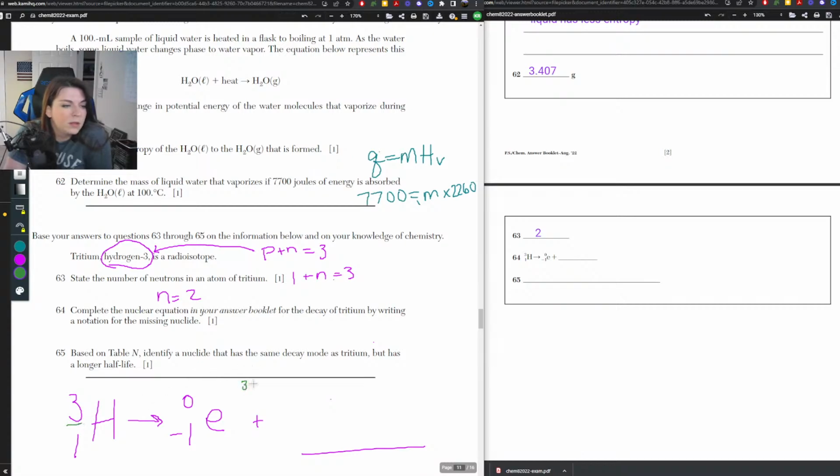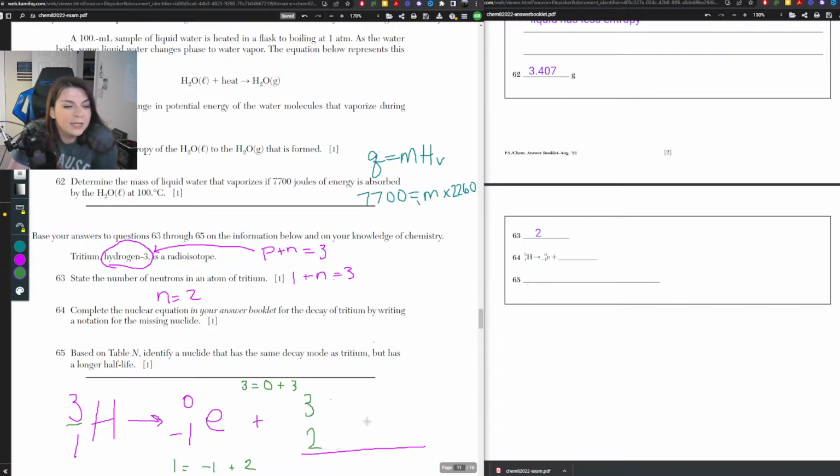3 equals 0 plus mystery number. Mystery number has to be 3, meaning I need a 3 up top. And on the bottom, I have 1 is equal to -1 plus mystery number. Mystery number would have to be 2, right? -1 plus 2. Yeah, it's 1. That doesn't make sense. It's 2. Why did I just write 1? 2 minus 1 is equal to 1.